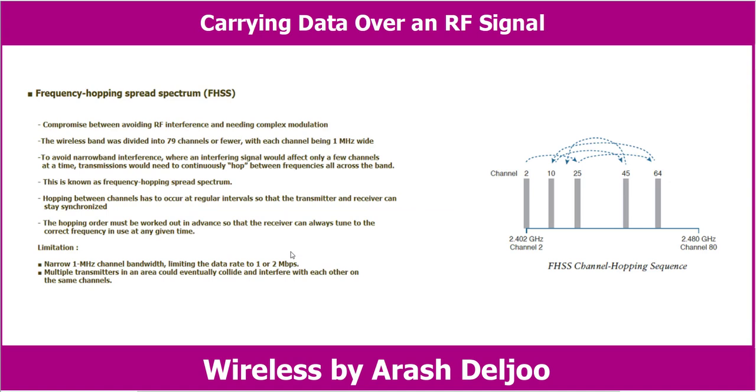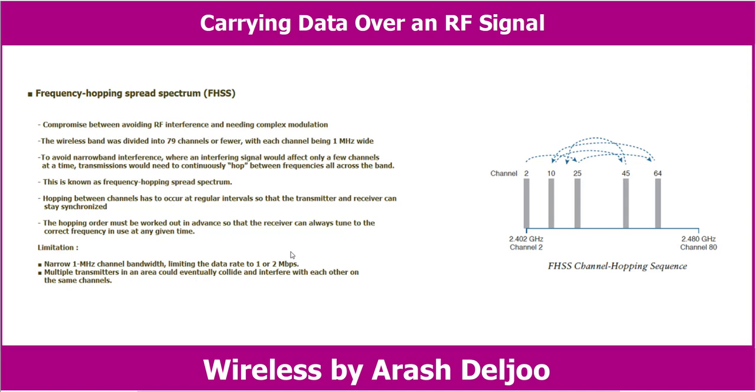Alright, now let me explain a little about the frequency hopping spread spectrum, or FHSS. Early wireless LAN technology took a novel approach as a compromise between avoiding RF interference and needing complex modulation. The wireless band was divided into 79 channels or fewer, with each channel being 1 MHz wide. To avoid narrowband interference, where an interfering signal would affect only a few channels at a time, transmission would need to continuously hop between frequencies all across the band. This is known as frequency hopping spread spectrum.